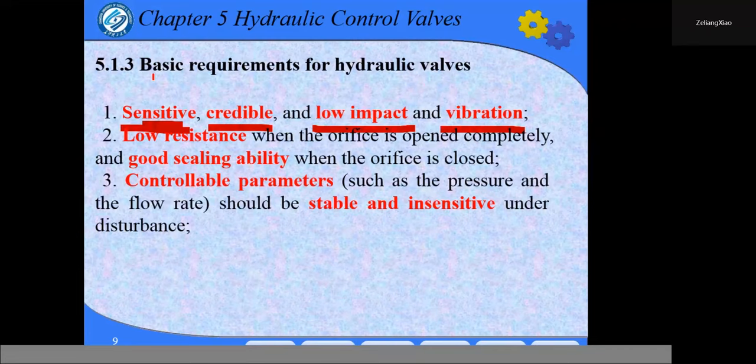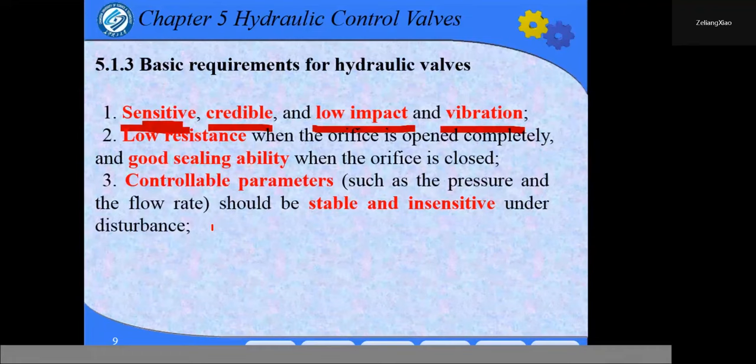The next basic requirement is controllable parameters such as the pressure and the flow rate. The pressure depends on the applied load, and the flow rate is determined by the area and the velocity, which we have learned in chapter one. So the pressure and the flow rate should be stable and insensitive under disturbance.